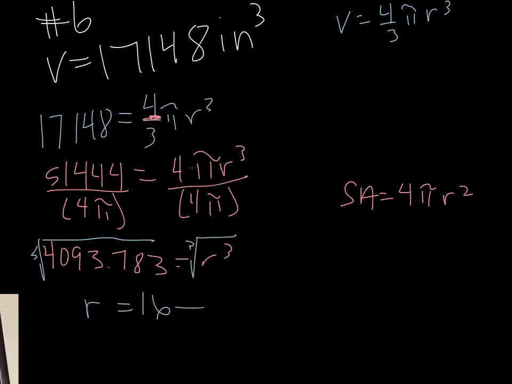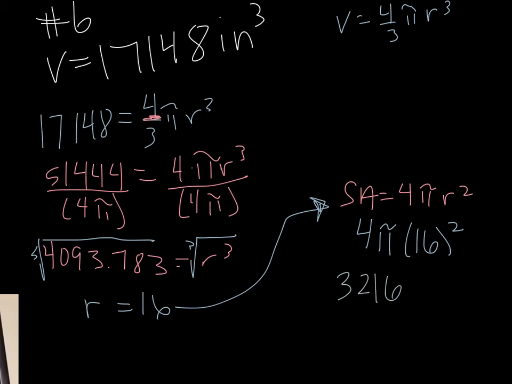Because now we have to plug that into this equation because it was actually asking for the surface area. So it'd be 4 times pi times 16 squared. And if I do 4 times pi times 16 squared, I get roughly 3,216. And again, my units are inches and surface area is squared.